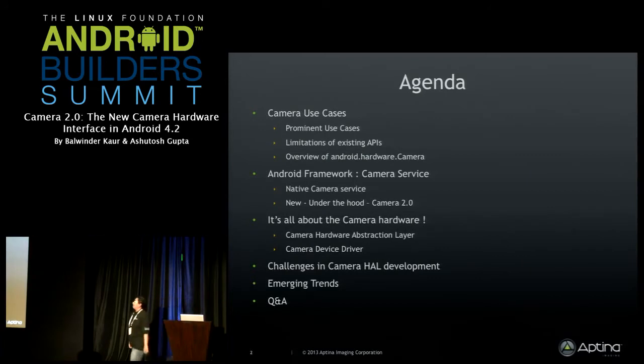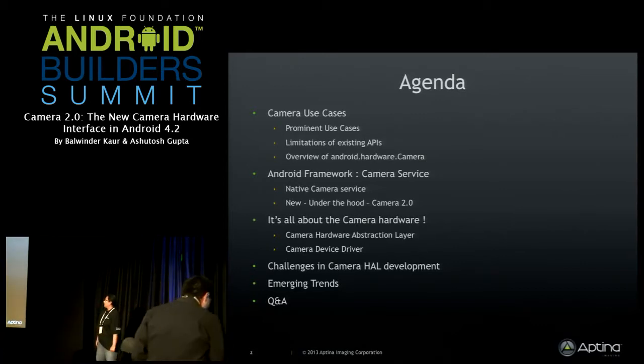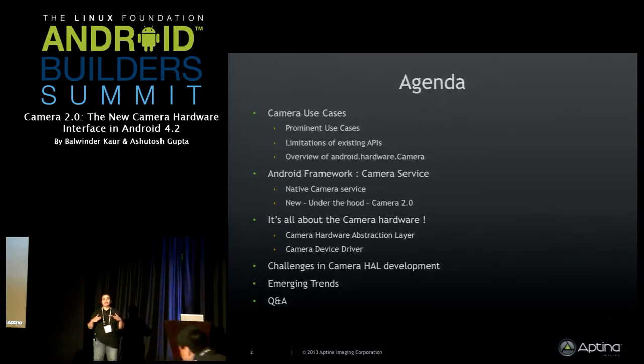Okay, so our agenda today: we'll generally talk about the camera use cases. Since it's an embedded Android summit, we're not going to focus too much on the API and SDK part, but we'll go briefly over what the different classes are and what's available to an application developer. Then we'll focus a little on the camera service. With Jelly Bean 4.2, the camera service got re-architected in a big way. There are still no implications at the application layer or the APIs that are available, but we will talk about what the new architecture is.